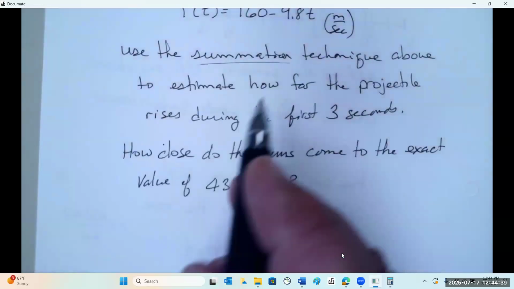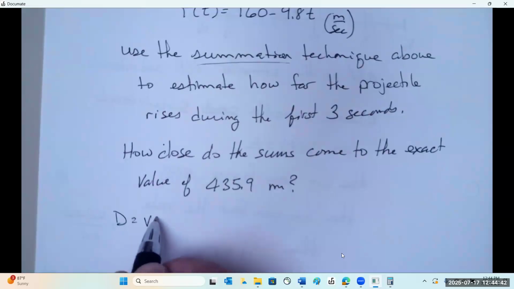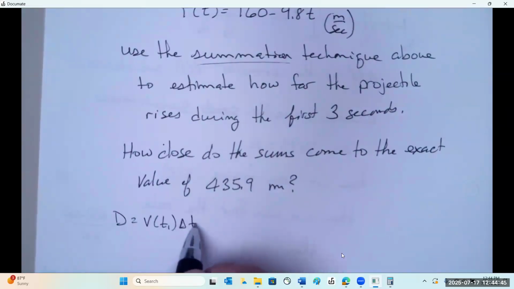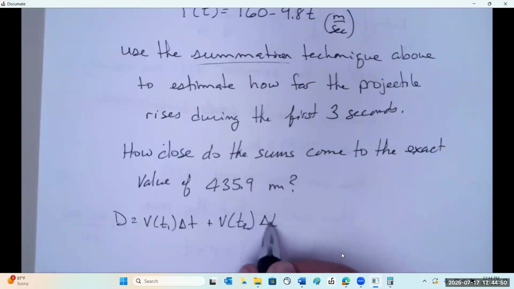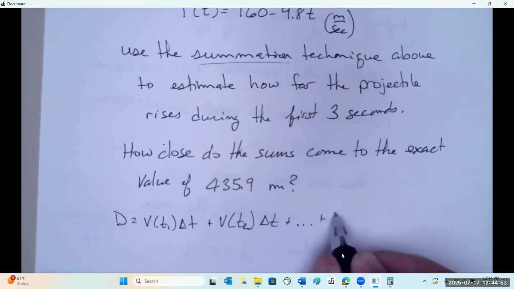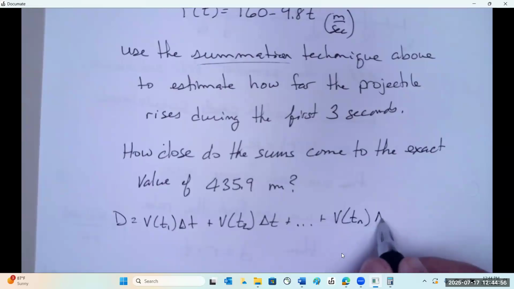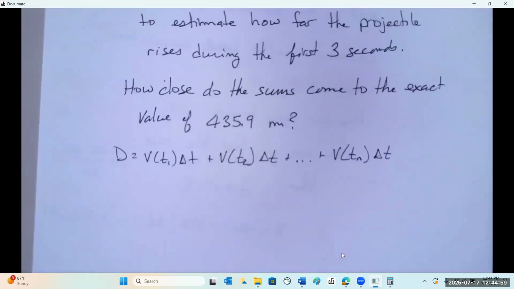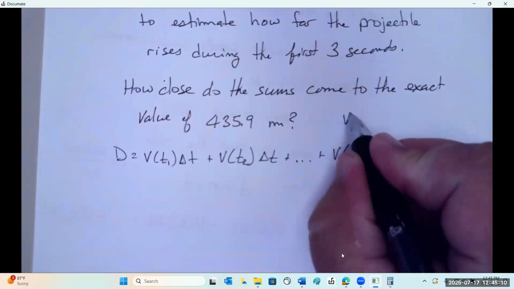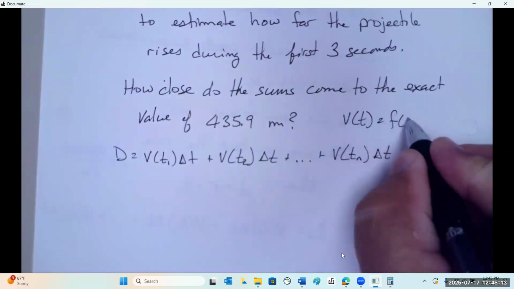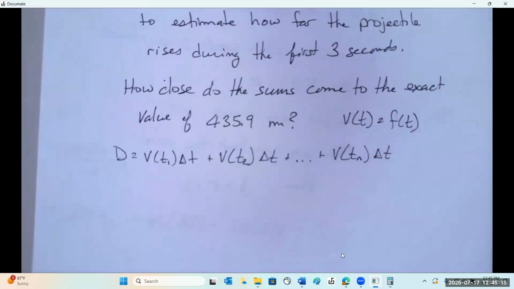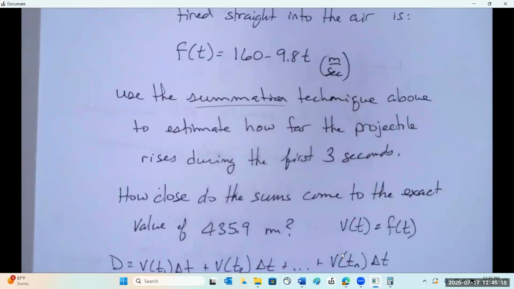Remember, it says use the summation technique we just did. That's the one where D equals v(t1) delta t plus v(t2) delta t, dot dot dot, v(tn) delta t. That's the one that we're supposed to use. So our velocity function is the function given, 160 minus 9.8t.